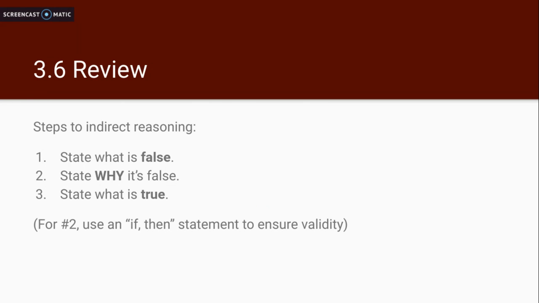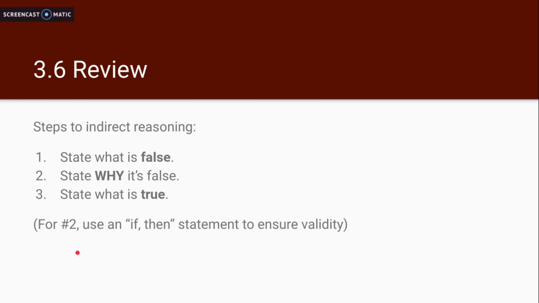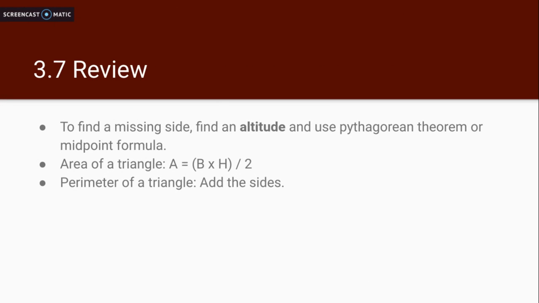But I don't know. Okay, so the steps to doing that is first state what you know is false from what's given, and then state why it's false, and state what is true, which is basically restating what already was said. And when you're stating what's false, basically just oppose or contradict what was said in the other statement. For number 2, you can use an if-then statement. You don't have to, but it will ensure that you get it right. Honestly, that's the truth about that.